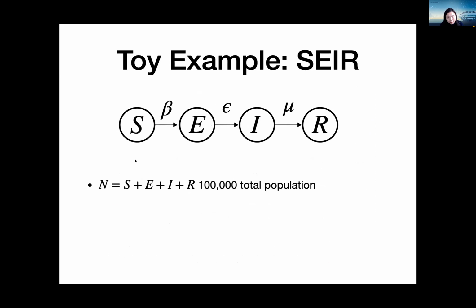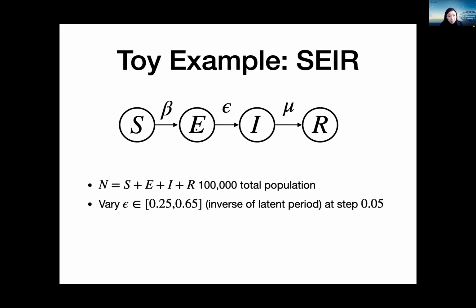beta. And we have a total population of 100,000, and these different individuals will go to different compartments with certain probability. So epsilon is the inverse of the latent period, so it decides the probability with which an individual will enter the infectious state from the exposed state.